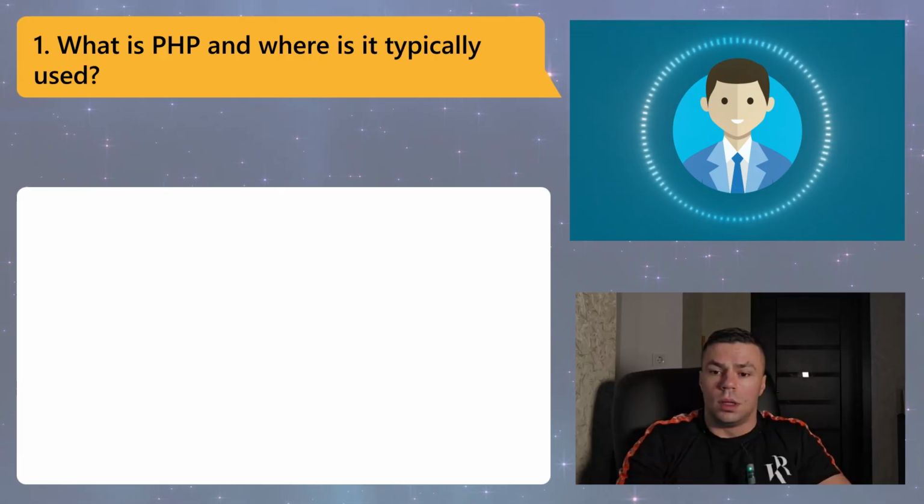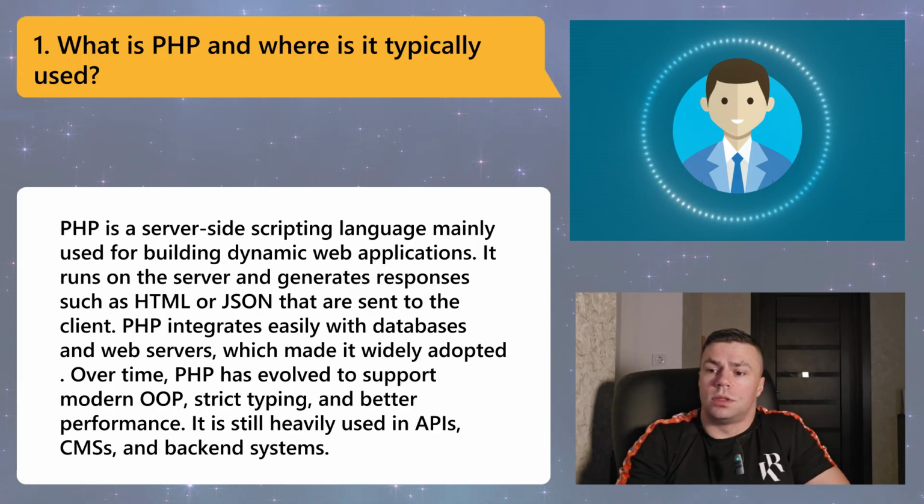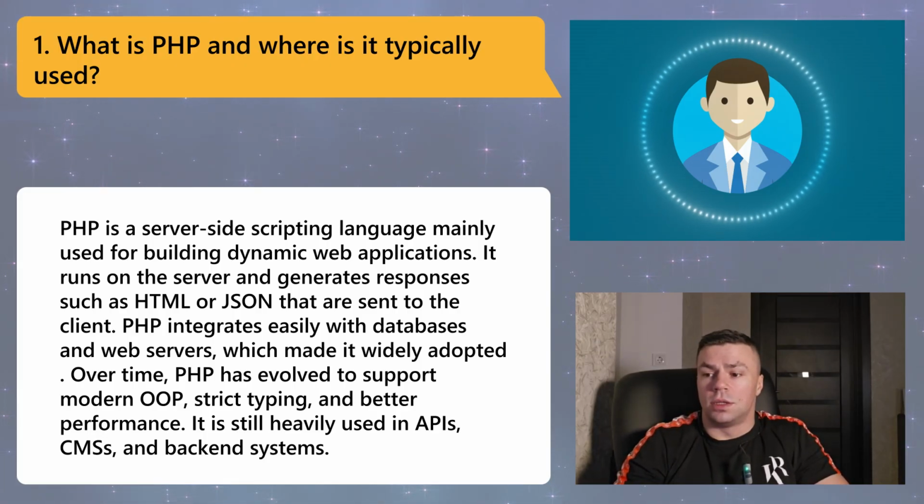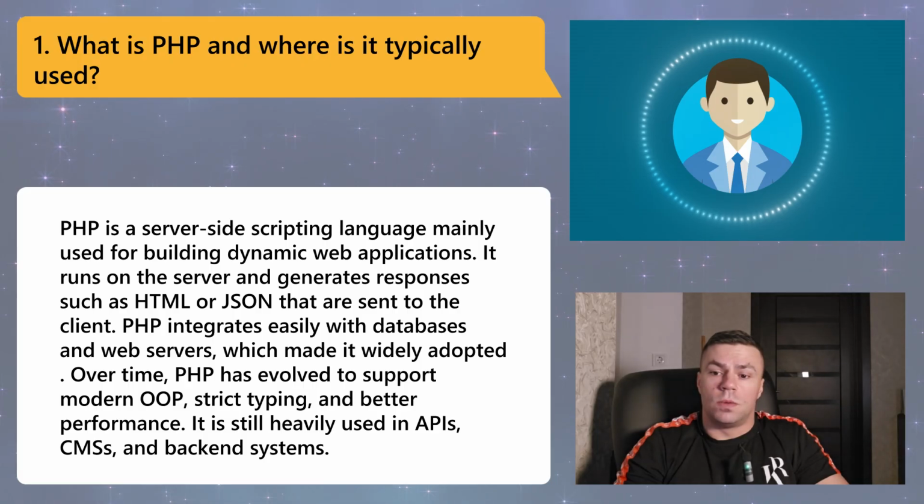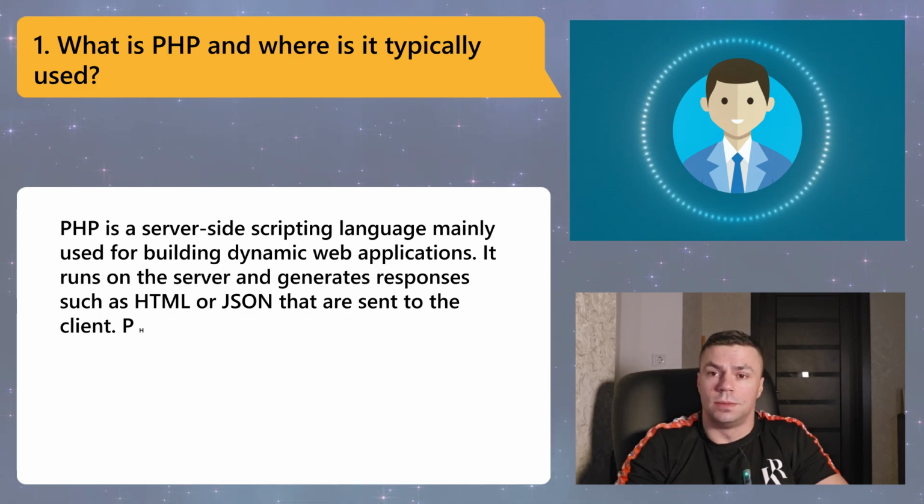What is PHP, and where is it typically used? PHP is a server-side scripting language mainly used for building dynamic web applications. It runs on the server and generates responses such as HTML or JSON that are sent to the client. PHP integrates easily with databases and web servers, which made it widely adopted. Over time, PHP has evolved to support modern OOP, strict typing, and better performance. It is still heavily used in APIs, CMS, and backend systems.